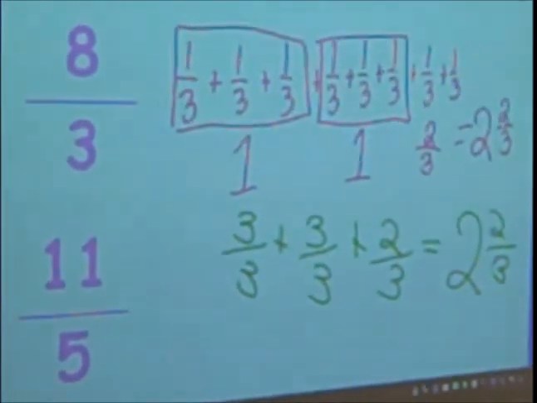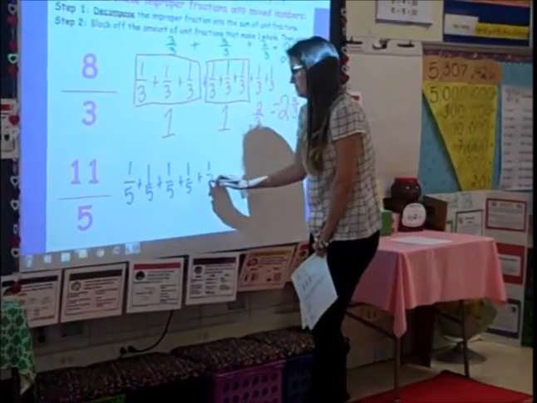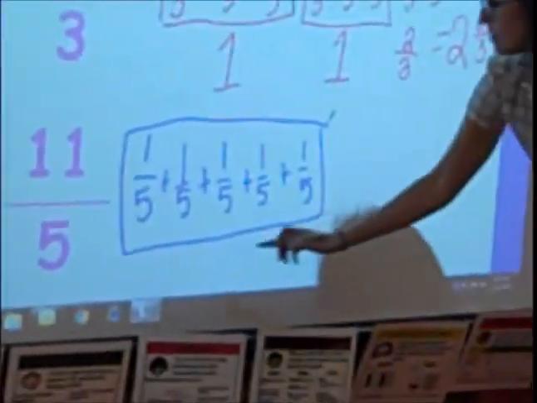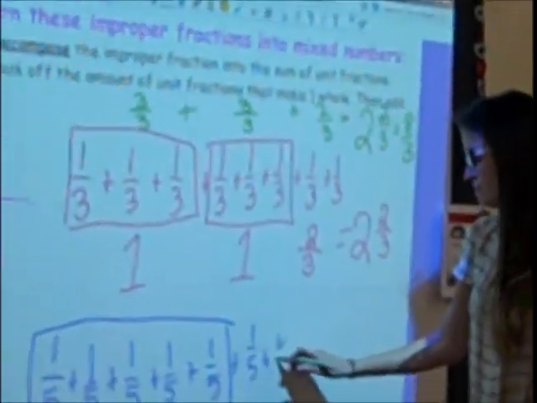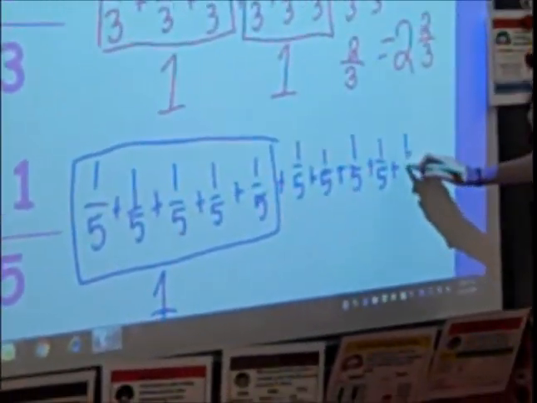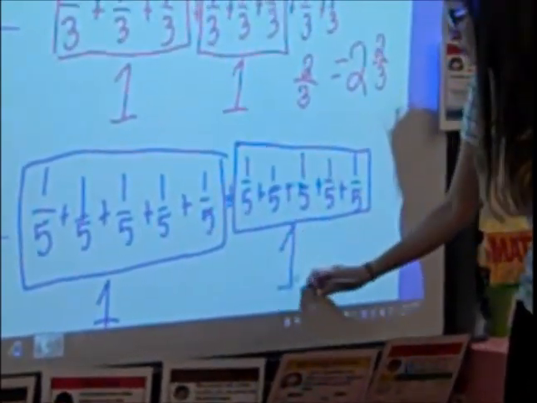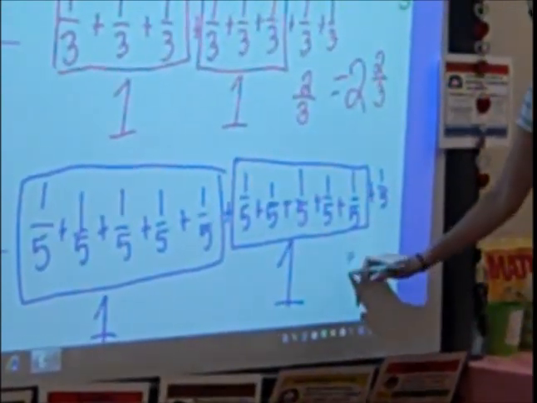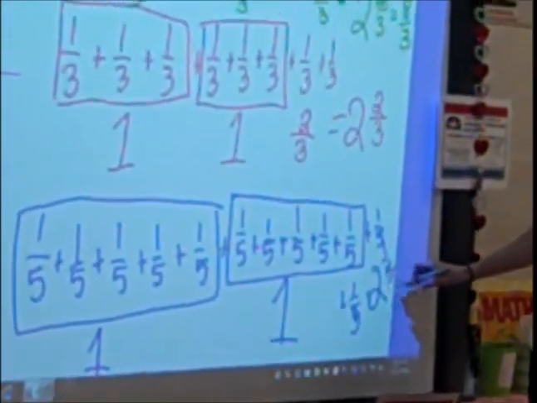Alright, so why don't you guys try 11/5? Alright, 5. And I can see that 5/5 is the same as 1 whole. But I'm not done. Takes a long time, but they do need to know how to decompose these fractions. Then another 5/5, which is another 1 whole. So our total is 2 and 1/5.